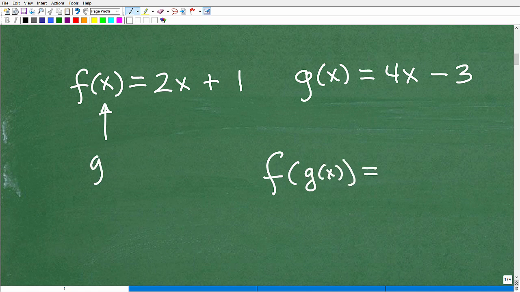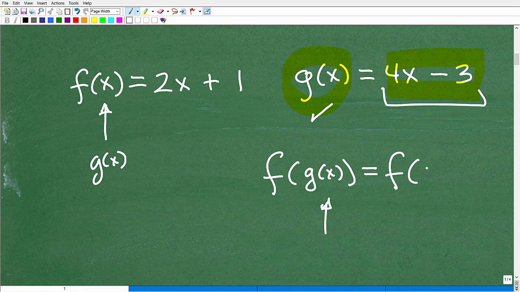So I'm plugging in the g of x function inside of the f of x function, but I'm not plugging in this thing, okay? This g of x is the same as this, so I have an option. If I'm trying to find what f of g of x is, I'm plugging in the g of x. Well, I can plug in the g of x, but really that's not going to help me out. I'm going to plug in what it's equivalent to, which of course, you guessed it, is 4x minus 3. So really, f of g of x, what I want to do is find f of 4x minus 3.